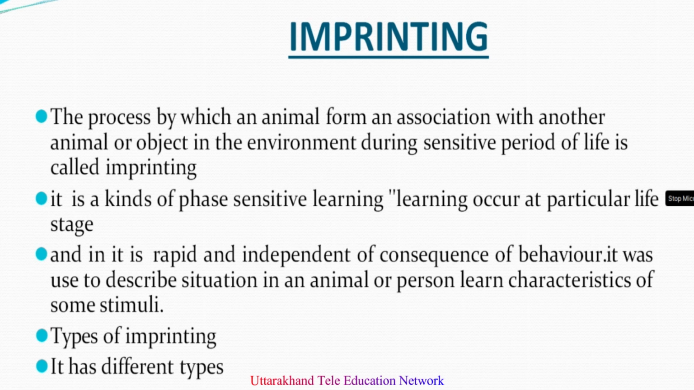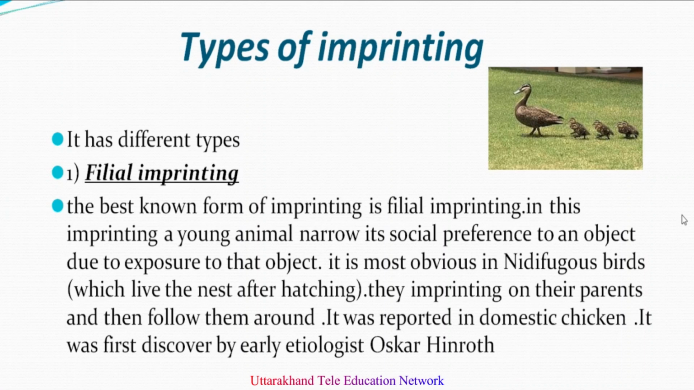Types of imprinting. It has different types. Filial imprinting. The best known type of imprinting is filial imprinting. In this imprinting, a young animal narrows its social preference to an object due to exposure to the object. It is most obvious in nidifugous birds, which leave the nest after hatching. They imprint on their parents and then follow them around.